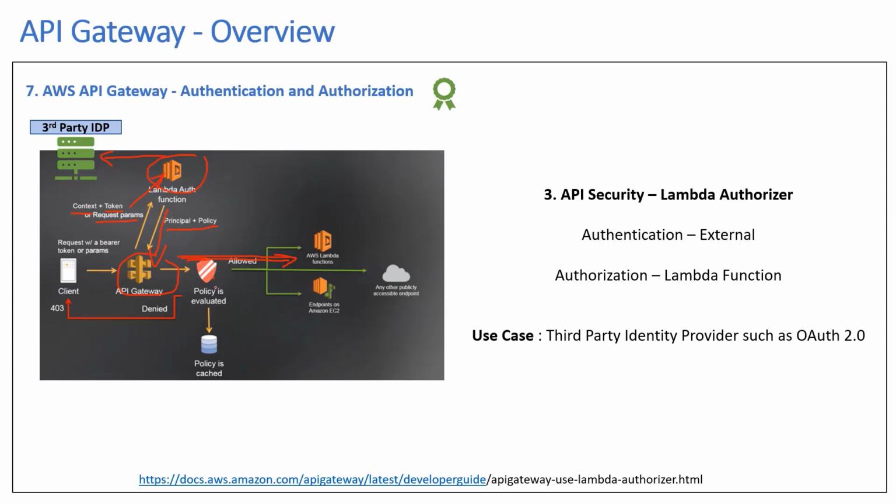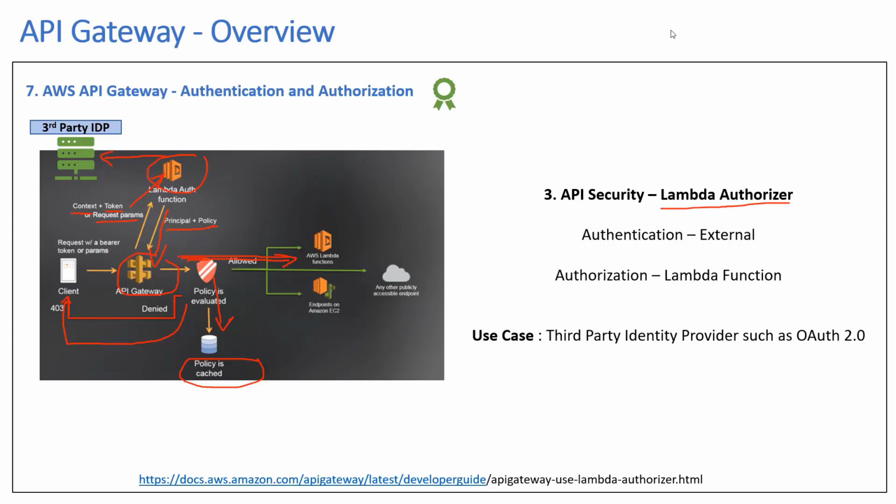And for future use, this policy is evaluated in the cache attached to this API gateway. And if the request is denied, then it sends a 403 back to the client. So this is how you can utilize the Lambda Authorizer for authentication and authorization.